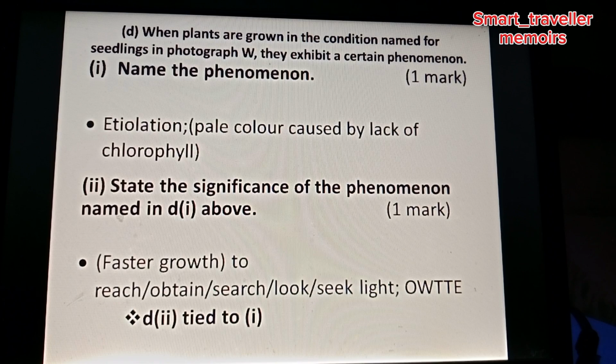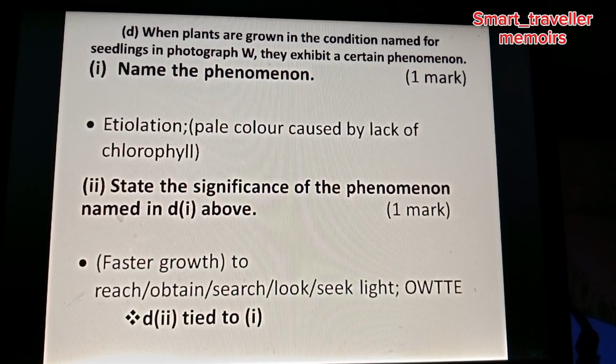State the significance of the phenomenon, or state the significance of etiolation: for faster growth, to reach light, to obtain light, to search for light, to look for light, to seek light. Faster growth, or ones to that effect.